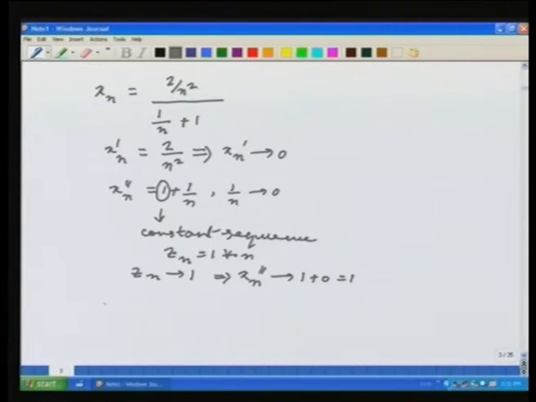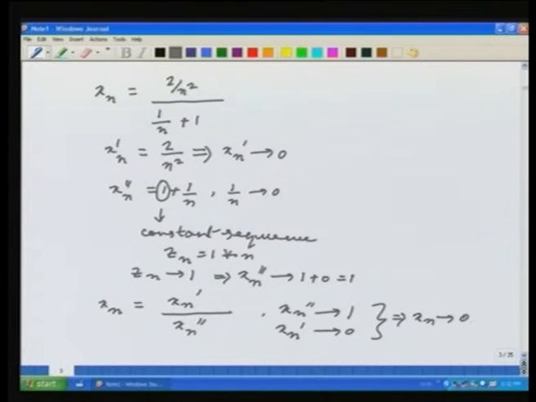Well, now I have that x n equals x n prime divided by x n double prime. I know that x n double prime converges to 1 and x n prime converges to 0. Then again use a previous result. This implies that x n converges to 0 into 1, which is 0. This is how, given old sequences, we can produce new sequences which converge, and we can find out our limit in terms of the old sequences.